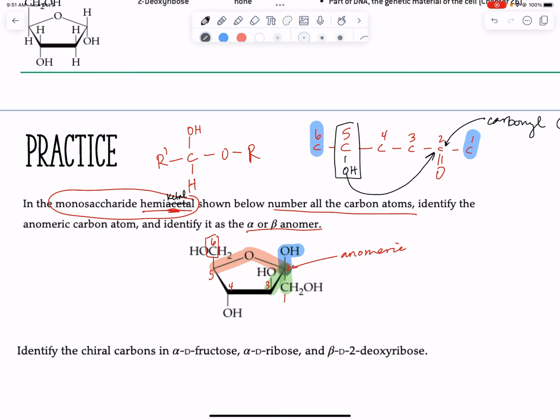But that is the anomeric carbon. We have the correct one labeled. And then, is it the alpha or the beta anomer? So again, you want to look at the orientation of the OH group branched off the anomeric carbon. Since it's in the same plane as carbon 6, we would say it is the beta anomer. All right.